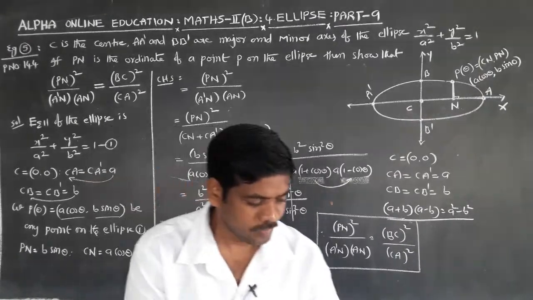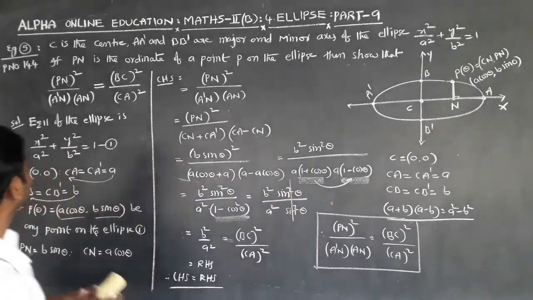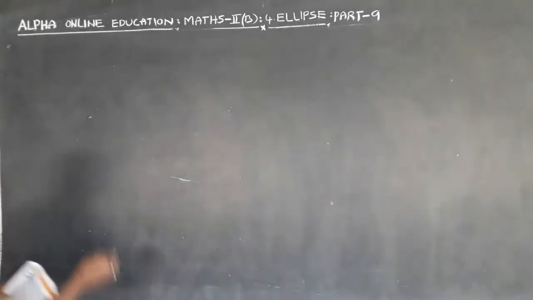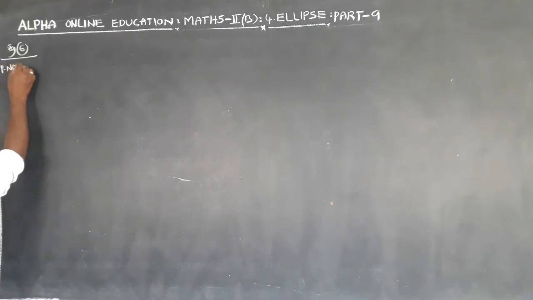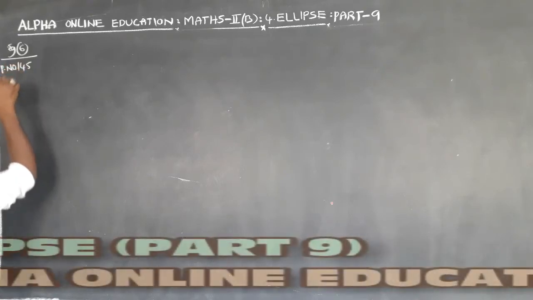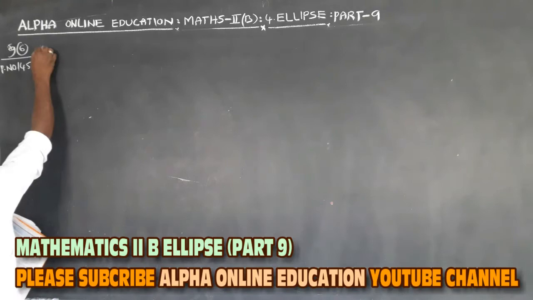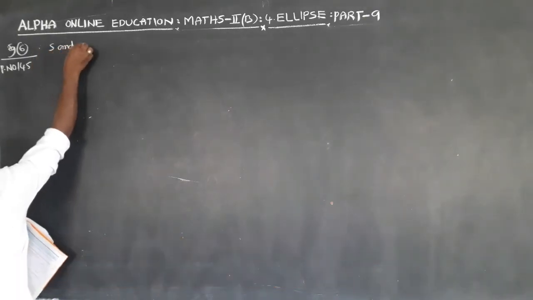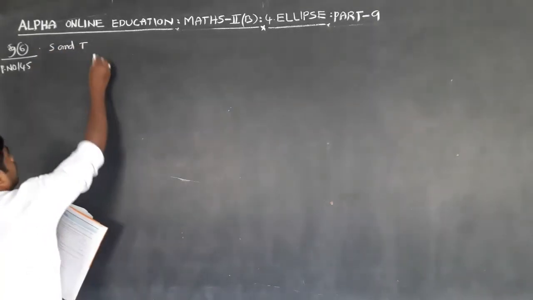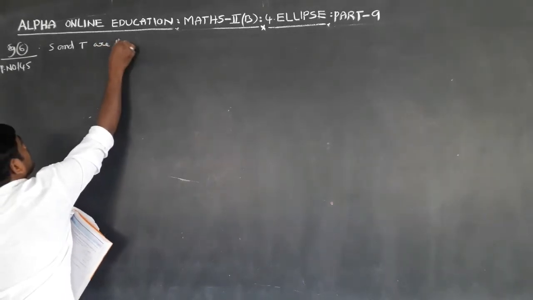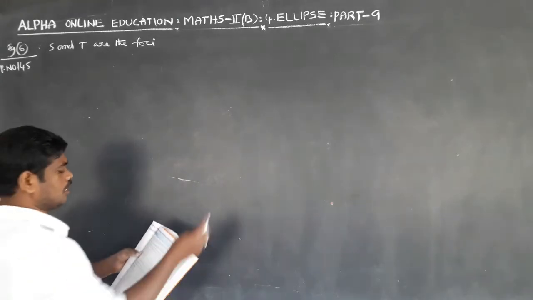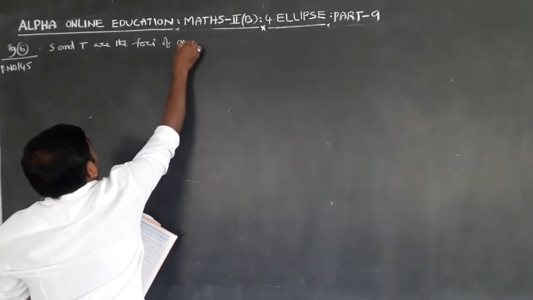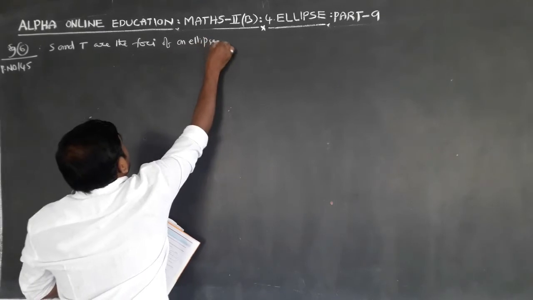Next one is Example number 6, page number 145. S and T are the foci of an ellipse.